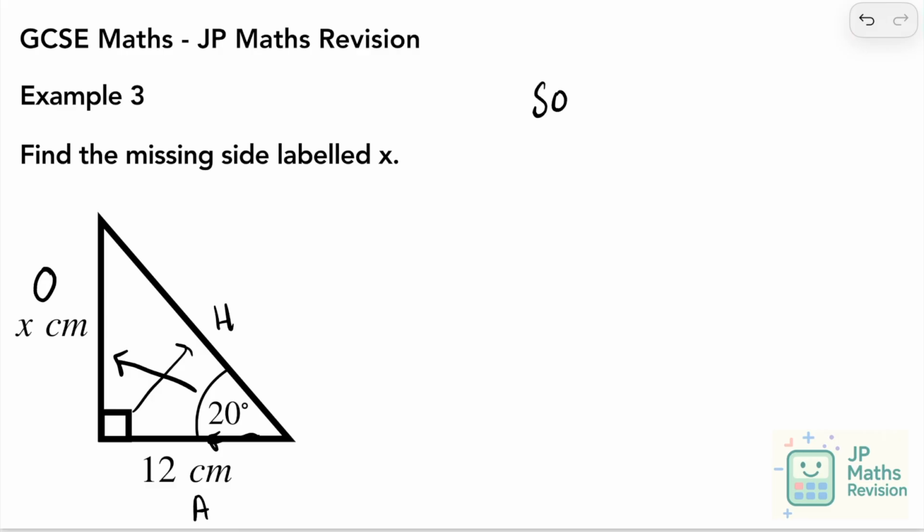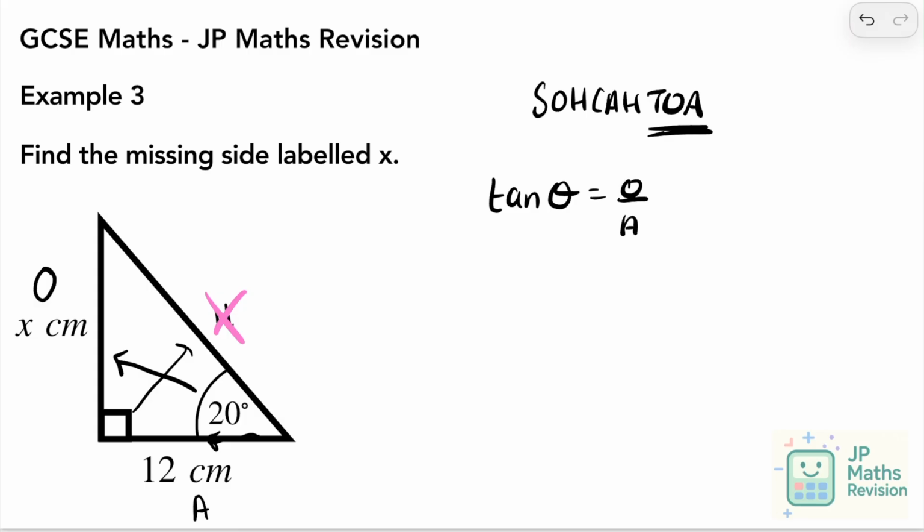So now I'm going to again write out SOHCAHTOA. So this time I'm looking for the one involving O and A, because the H in this case is the one that's not really involved. So I'm going to cross out the H. So O and A is TOA. So this one is tan theta is opposite over adjacent.